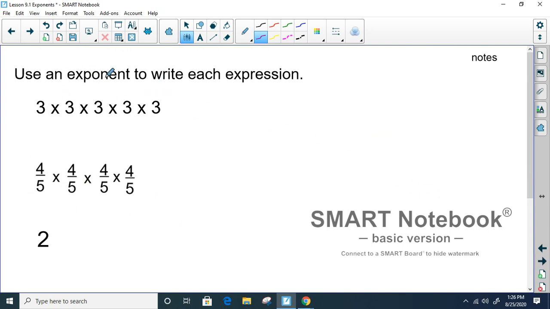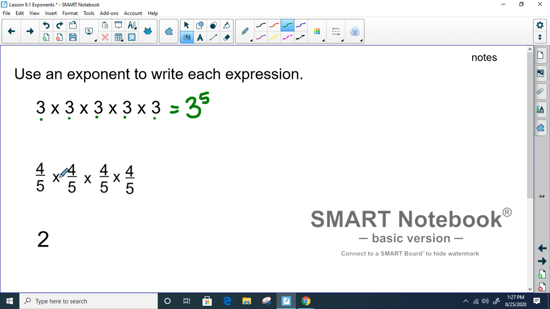So when we use an exponent to write an expression, we're going to find what number is being repeated. So in this case, 3 is the number being repeated. So 3 becomes my base, or my big number. To find my exponent, or my little floaty number, I'm going to count how many times. 1, 2, 3, 4, 5. So my exponent is 3 to the 5th power, the 5th being my exponent.